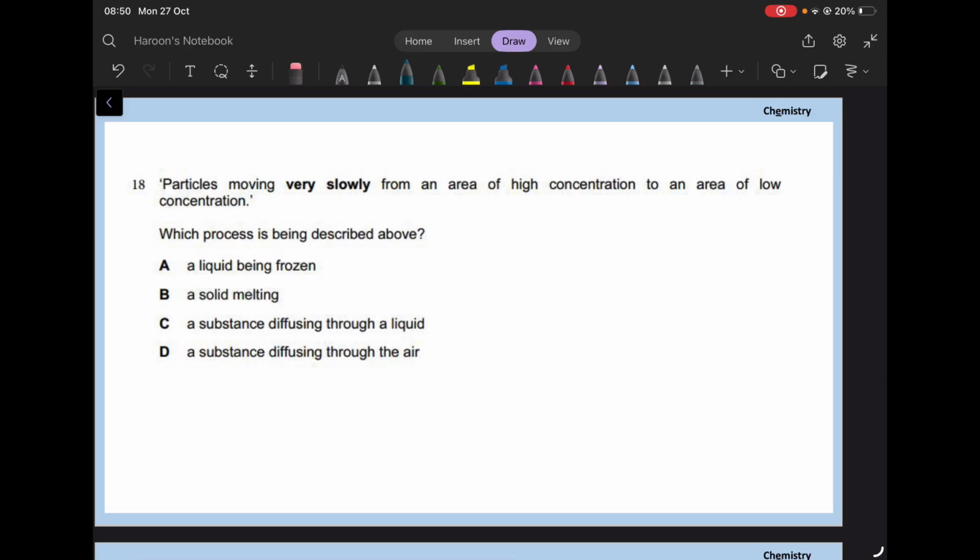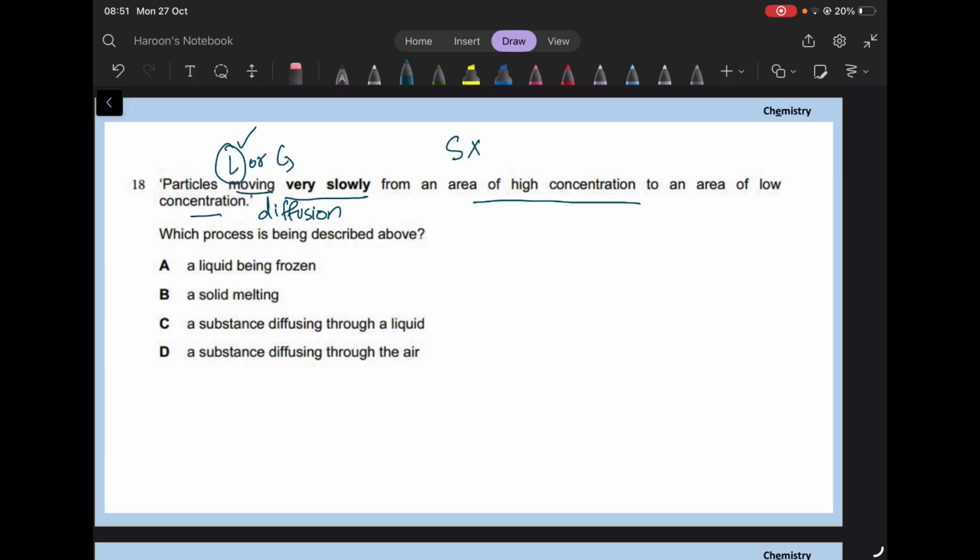Particles moving very slowly, there is movement. So when there is movement, either it should be a liquid state or a gaseous state. In solids, they can't move. Solid is already out. We'll just cross solid slowly. So if they're moving slowly, that means it must be liquid, because in a gas they are moving very fast, from an area of high concentration to an area of low concentration. So this must be related to diffusion.